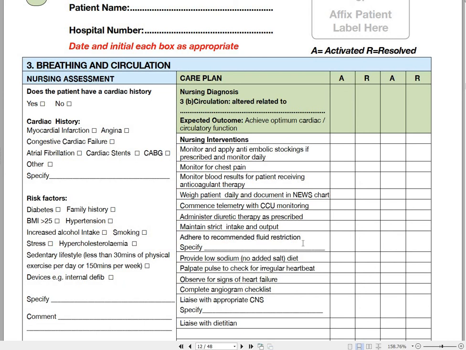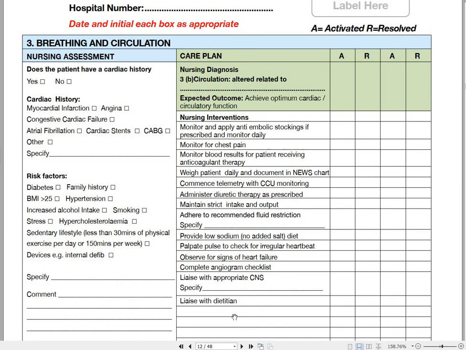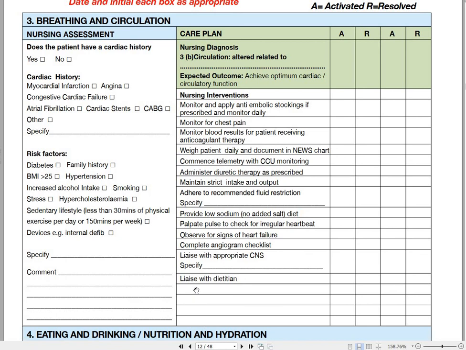Adhere to recommended fluid restriction, and you can specify what that is there. Provide low sodium, no added salt diet. Palpate pulse to check for irregular heartbeat. Observe for signs of heart failure. Complete angiogram checklist. Liaise with appropriate CNS, and you can document who that is there, and liaise with dietitian. And again, we have blank spaces here to document your own interventions.